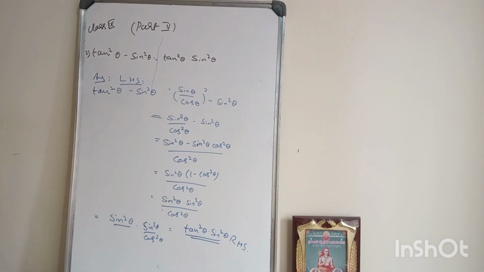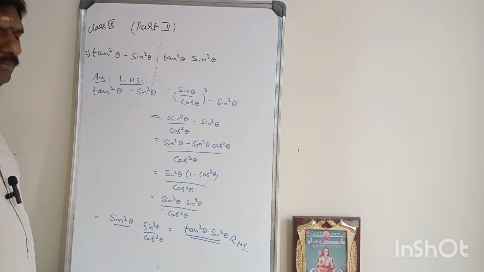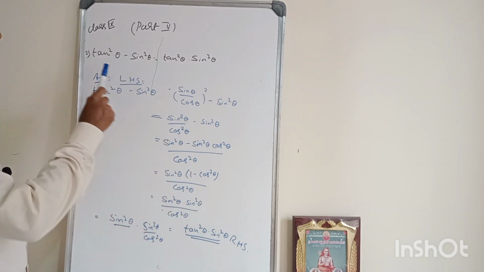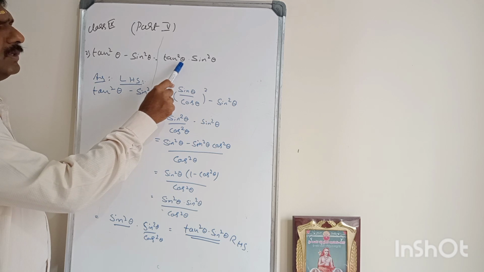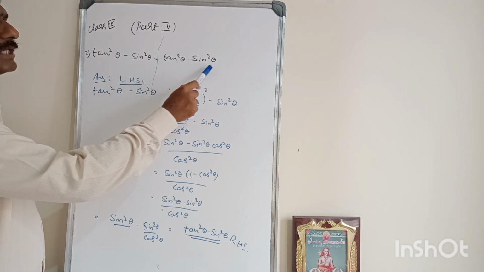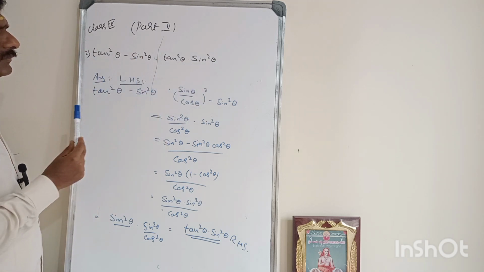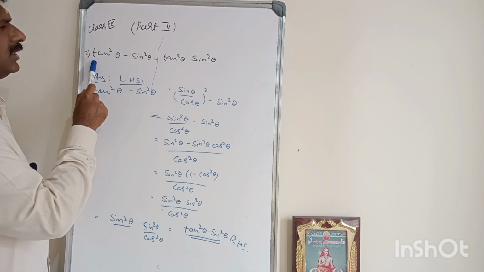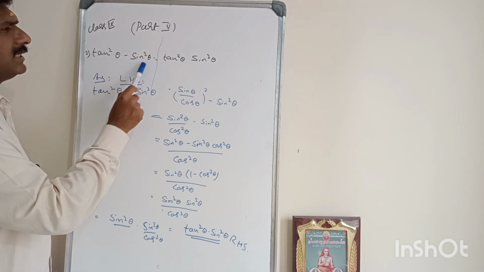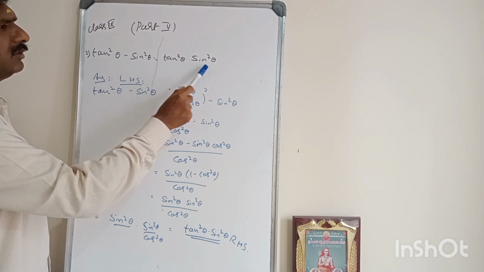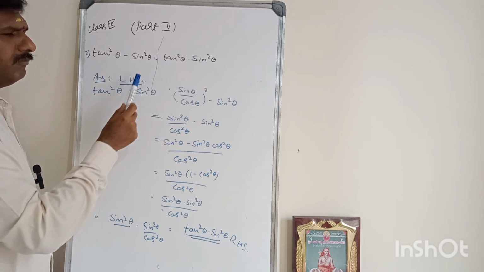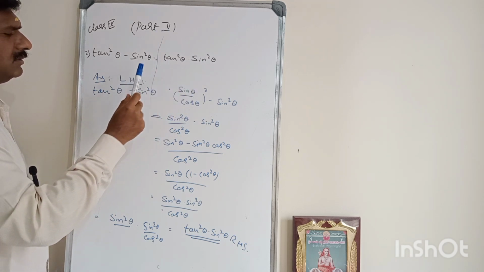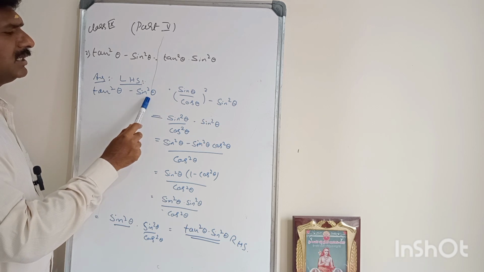Then we move to the second problem. Tan square theta minus sin square theta is equal to tan square theta into sin square theta. Here we have tan square theta minus sin square theta as LHS and tan square theta into sin square theta is RHS. First we have to take LHS. Tan square theta minus sin square theta.